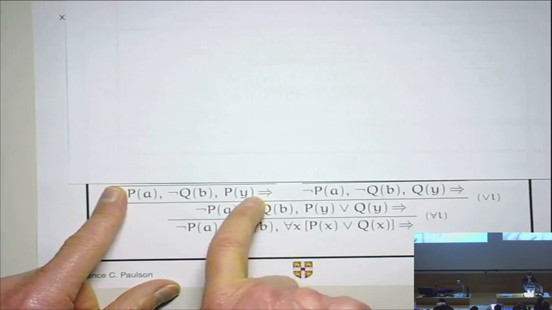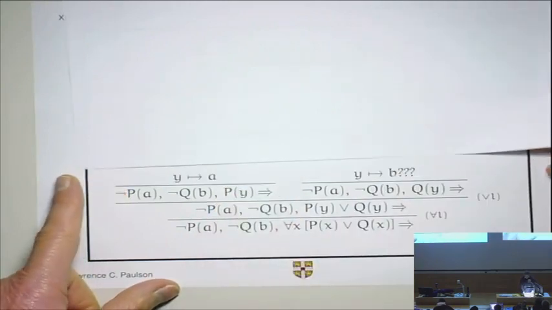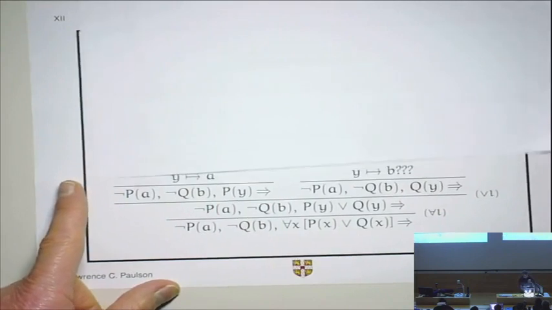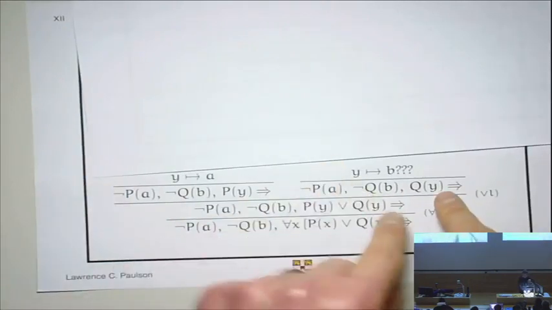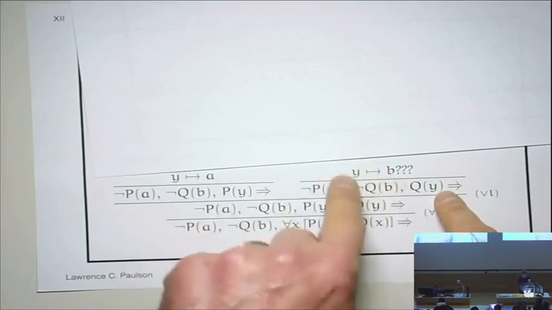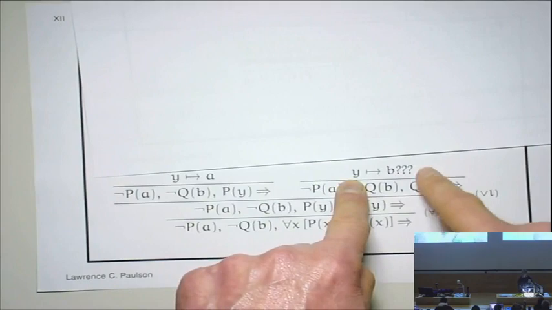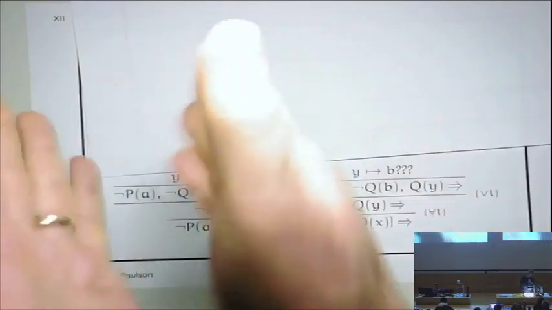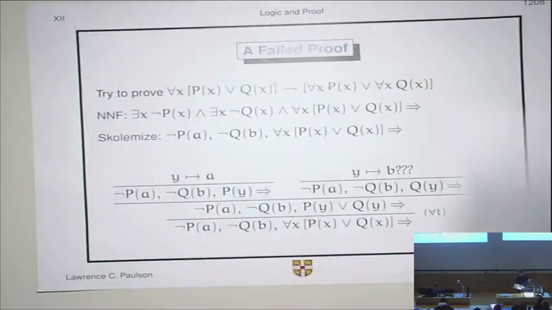At this point, Y has been set to A. Now, if you go over here and you say, not QB, QY, I want to now unify under the negation sign again, and I want to set Y to B, but Y has already been set to A, so you can't do that. So that is not going to work.